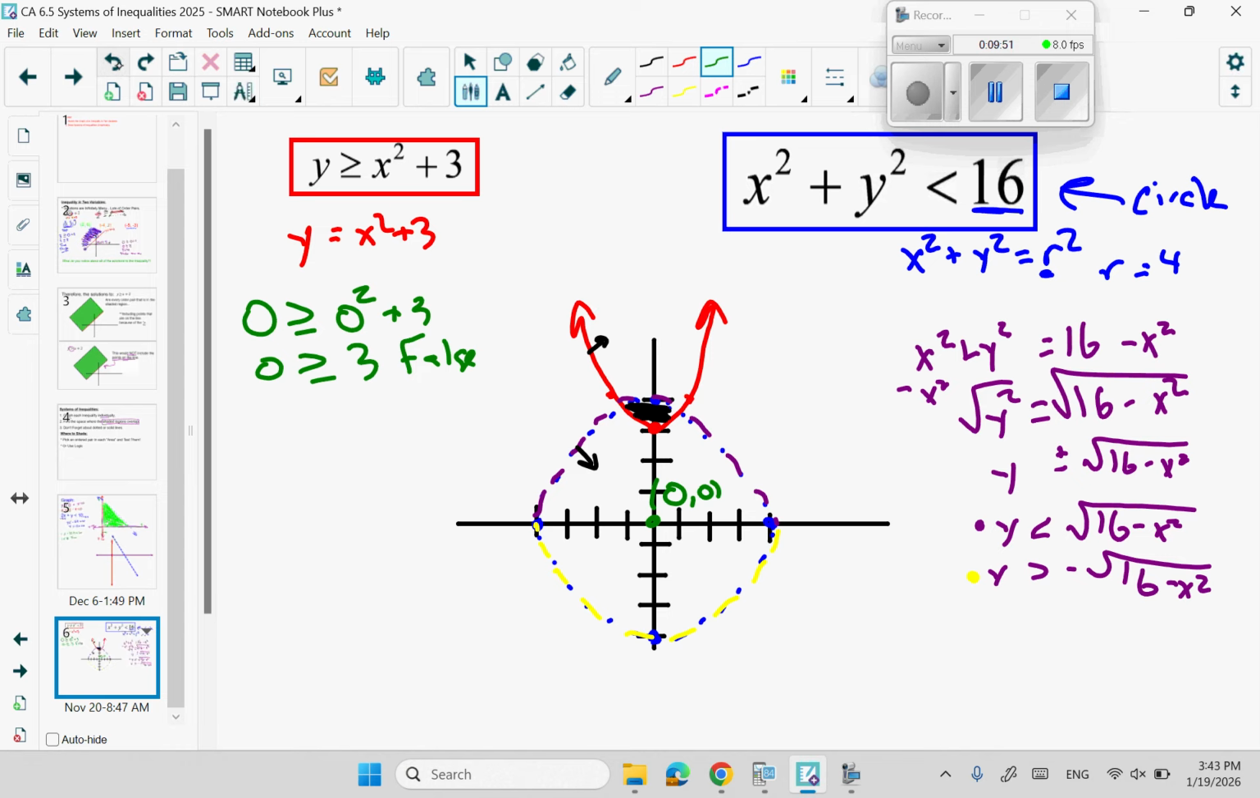And if I did the exact same thing in blue here, 0 squared plus 0 squared less than 16. I get 0 less than 16, which is true. I would shade inside the circle, which would be all this stuff. So, what region is inside the circle and also inside the parabola? This little chunk right here I told you earlier.